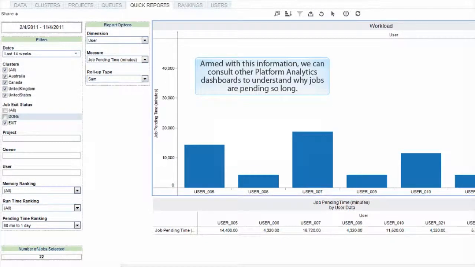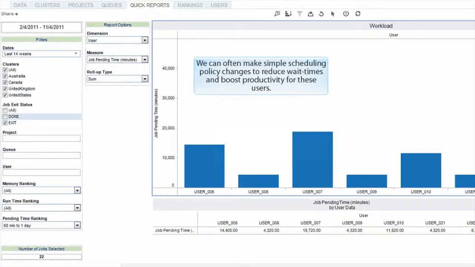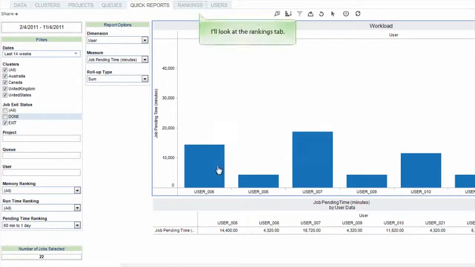Armed with this kind of information, we can consult other analytics dashboards to understand why jobs are pending so long. There may be insufficient job slots available in a host group, for example. We can often make simple scheduling policy changes to reduce wait times dramatically and boost productivity for these users.